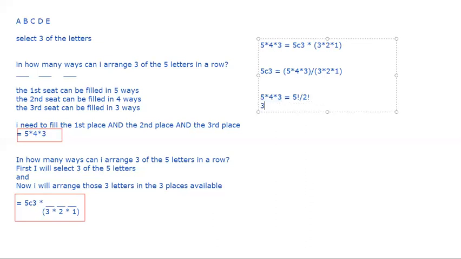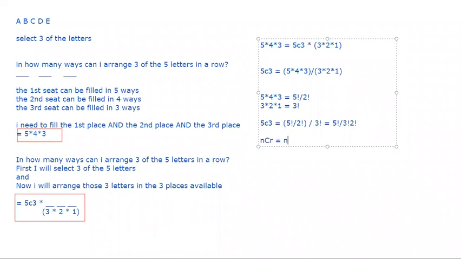Also 3 times 2 times 1 is nothing but 3 factorial. So using this above, I finally get 5C3 is 5 factorial by 2 factorial divided by 3 factorial, so 5 factorial upon 2 factorial, 3 factorial, 2 factorial. And now you have your formula for nCr. So what is the formula for nCr?